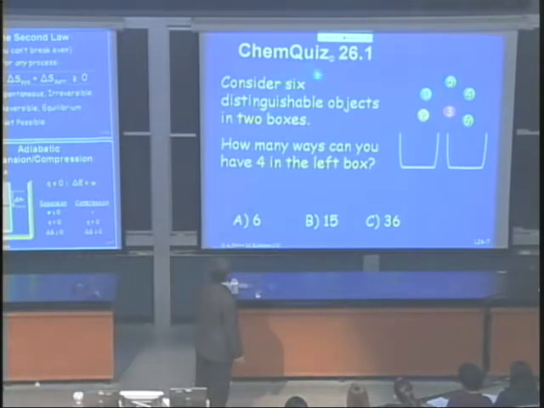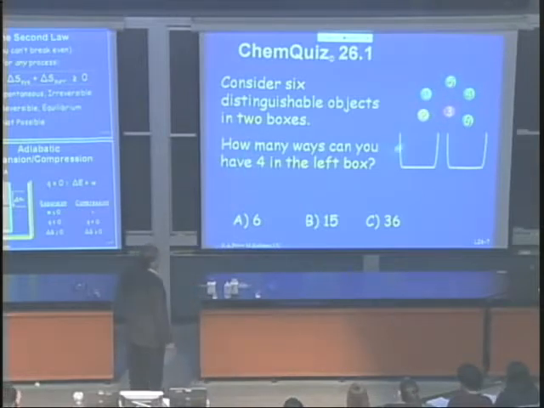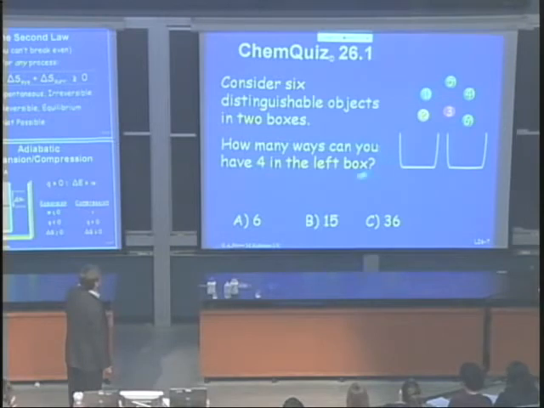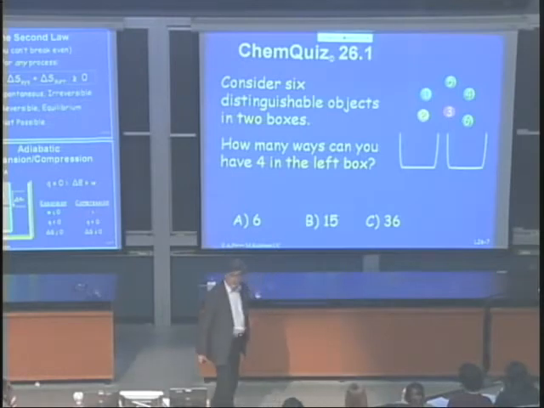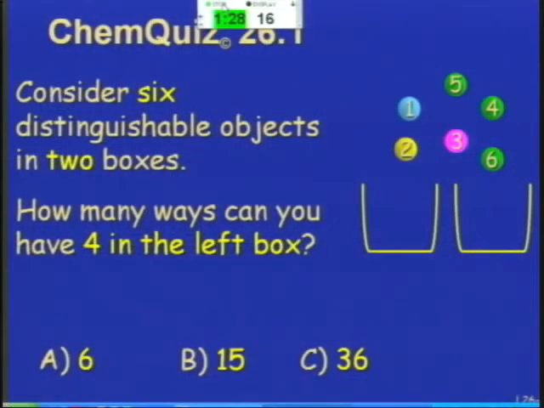Now let's just talk about microstates. We have 6 distinguishable objects in 2 boxes: 1, 2, 3, 4, 5, 6. How many ways can you have 4 in the left box and 2 in the right box? So I'm asking you, how many ways can you have 4 in the left box? 6 ways, 15 ways, or 36 ways? So you put 1, 2, 3, and 4 in the left box. Then you put 2, 3, 4, and 5 in the left box, and so on and so on. Why don't you think about this and give me your answer, please? You can count it, actually. It's so small.